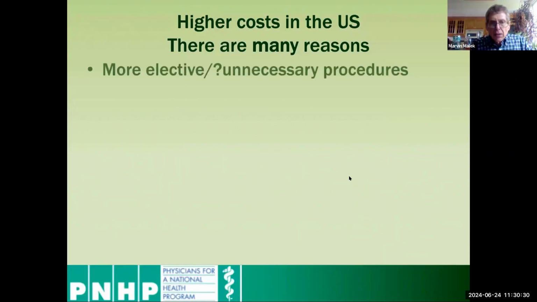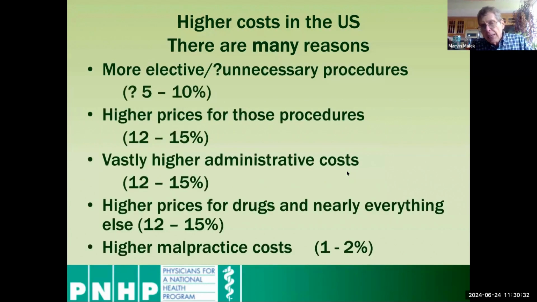So there's many reasons for higher costs in the U.S. My analysis, and I actually just read an article that was pretty close to this: more elective procedures. At the very most, that's 10% of the excess cost. Higher prices, higher administrative costs, higher prices for drugs and almost everything else that gets bought, ranging from hospital beds to drugs and everything, higher malpractice costs. And I want to make a point about malpractice costs. The total direct cost of the malpractice system is 1% of overall healthcare spending.